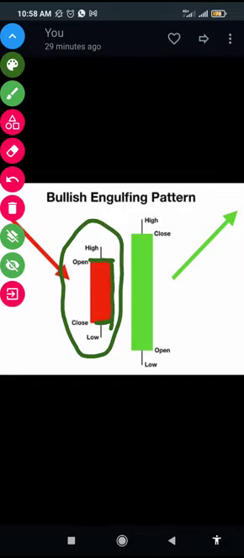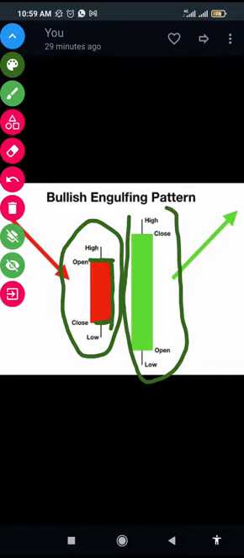That low is the lowest it got to before buyers started fighting the sellers. Then that high is the highest it got to before sellers started fighting the buyers. The same thing happens to this one. Same thing happens to this one.